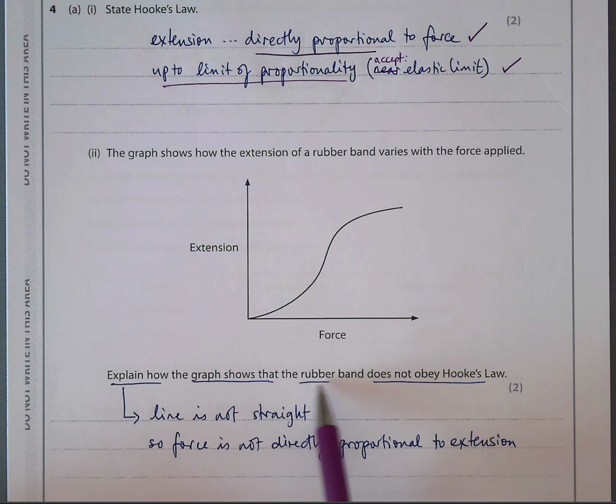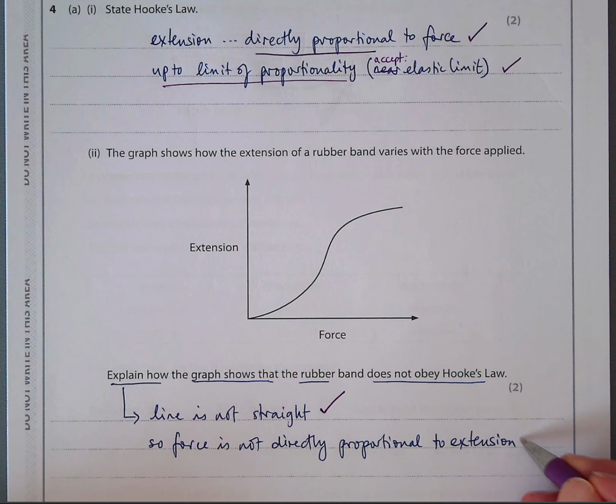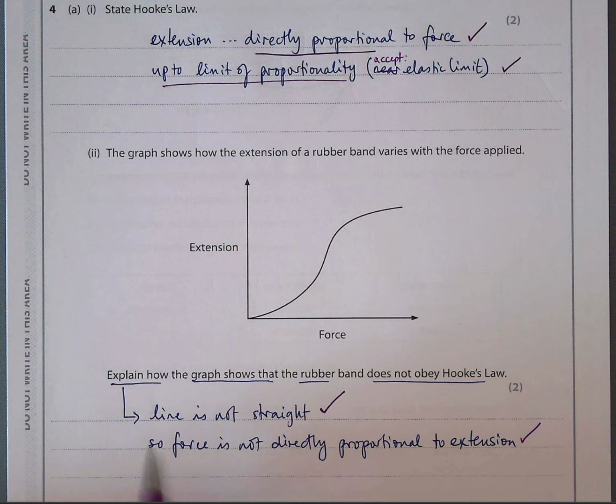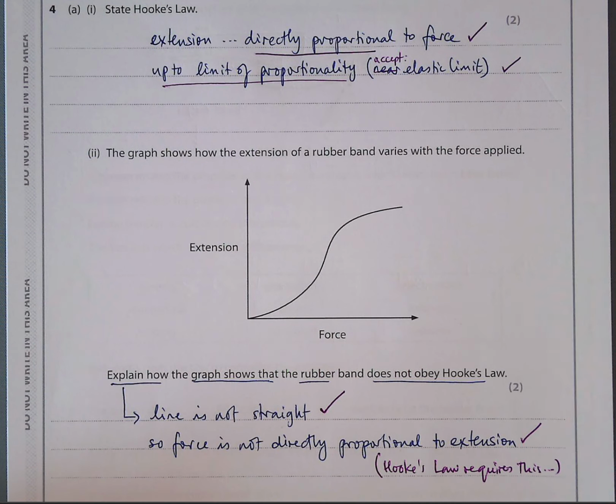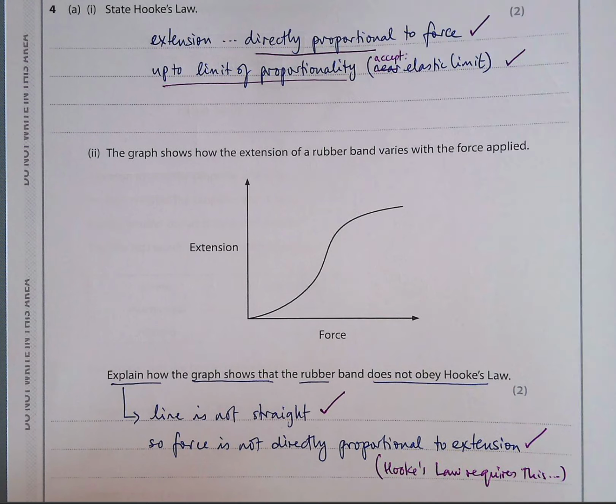Explain how the graph shows that rubber does not obey Hooke's law. Well, the line is not straight, yeah? So the force is not directly proportional to the extension, which Hooke's law requires, okay? So as long as you got words that explain that it must be a straight line and it's not, and that you then say, well, if it's not, it can't be directly proportional, and directly proportional, as we've defined above, Hooke's law requires this. So that's further clarification of how to get the marks.